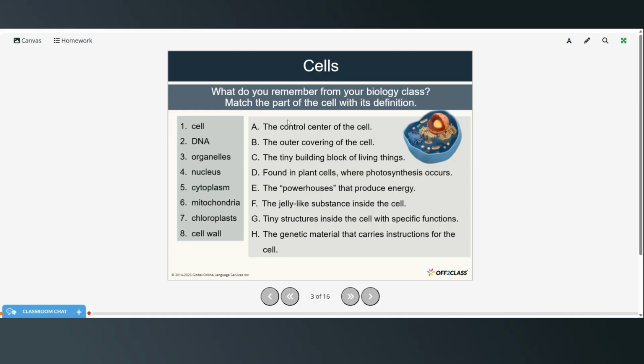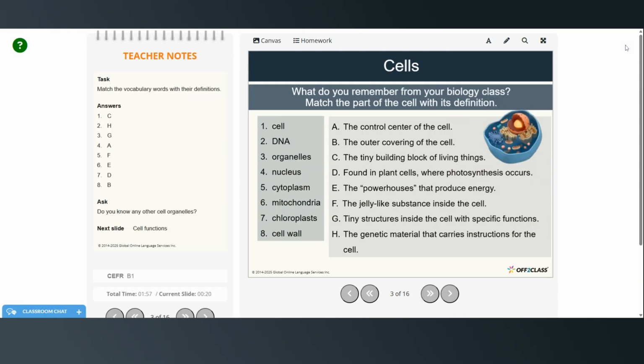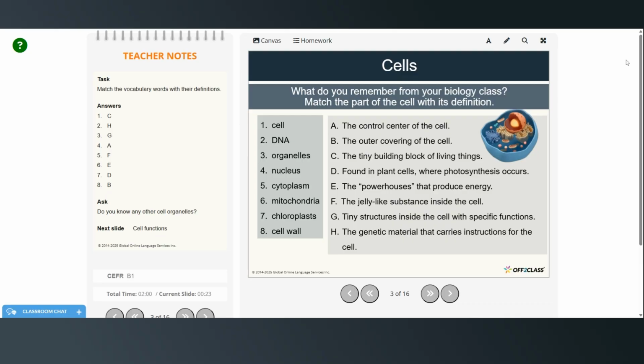Match the term with its definition. You can pause the video while you try to do that and then restart when you're ready to check your answers. All right, here are the answers.